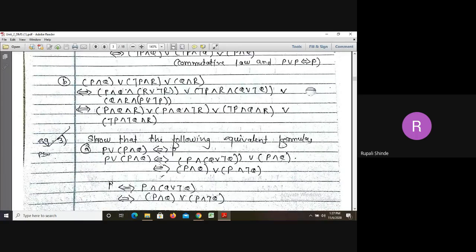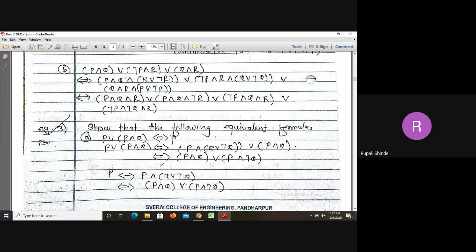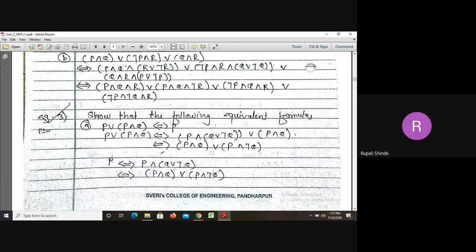Now, look at RHS. RHS just consists of variable P. So, again for this variable P, Q is missing. So, we have to add it. So, how can we add it? P and (Q or negation Q). So, here we have added that missing term Q. So, again we have to apply the distributive law: P and Q, this is the first bracket, or P and negation Q, this is the second bracket. Now check here, LHS and RHS both are the same. That's why we can say that these two formulas are equivalent.